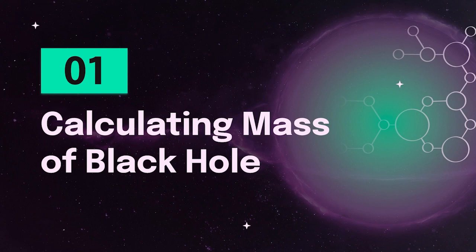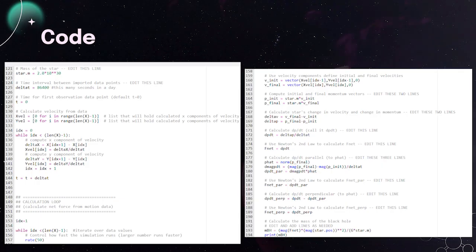For the first part, we'll calculate the mass of a black hole. Here's the code. I uploaded the code that was given to me by the professor, and then I changed certain values. For line 122, I set the mass of the star. For 125, I changed delta t to show seconds in a day. For 164 and 165, I computed momentum using mass times velocity. For 168 to 169, I subtracted final and initial velocity, and then I subtracted final momentum from initial momentum.